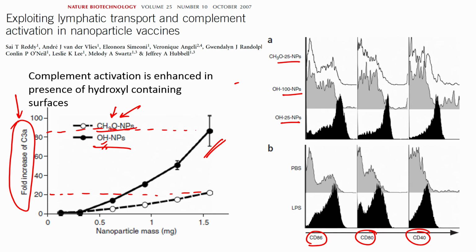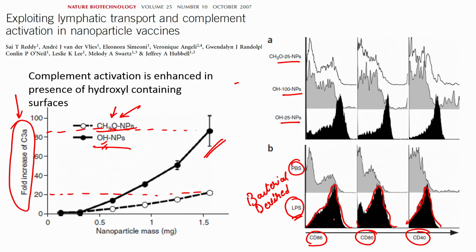Complement is one of the ways to do this, and they have a positive control which is LPS, which is a bacterial derived lipid. Remember we talked about how LPS is very good at activating your cells, and you do see that. The antigen presenting cells express a lot more receptors on their surface when they have LPS in the surrounding. So this is your PBS, the basal level, and this is after activation in the positive control.